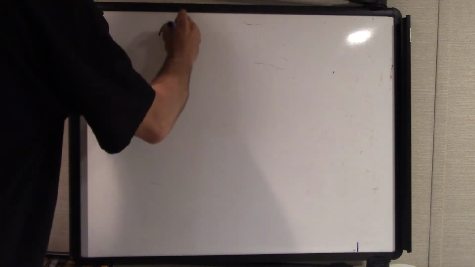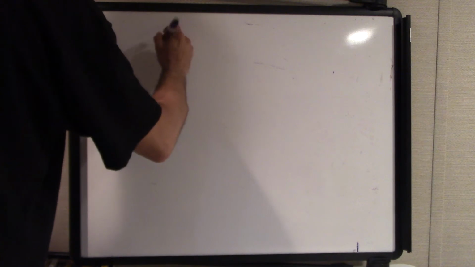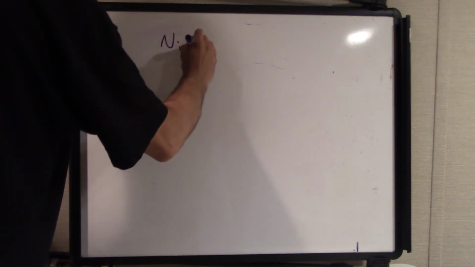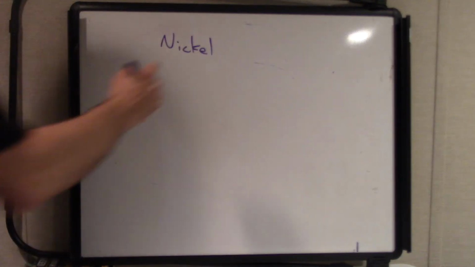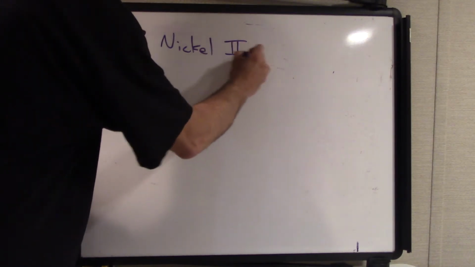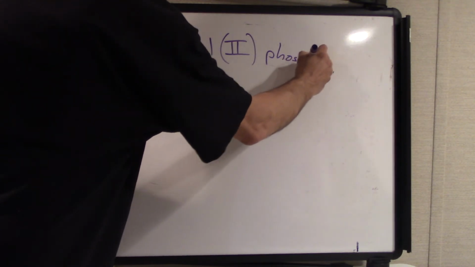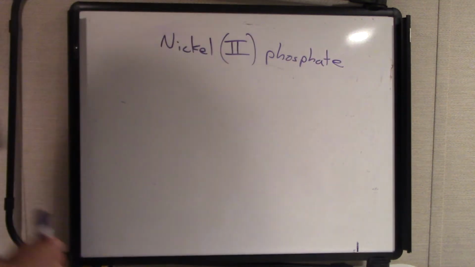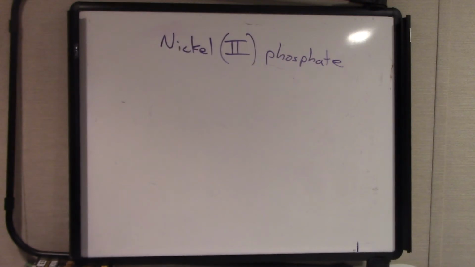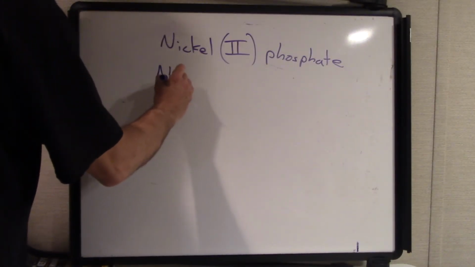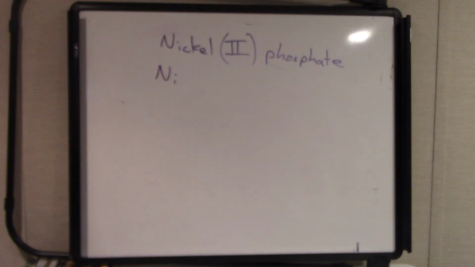We're going to do nickel 2 phosphate. So doing nickel 2 phosphate for this. Well, nickel is Ni. It's a transition metal ion.